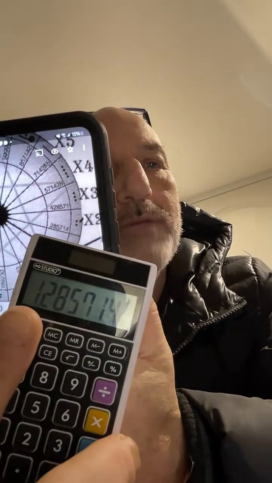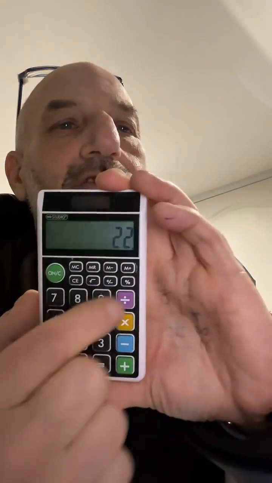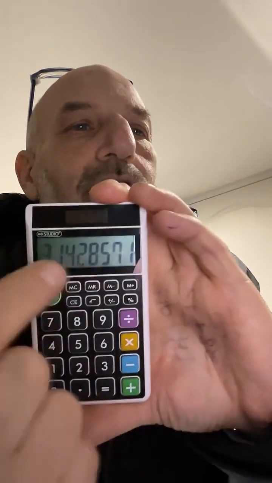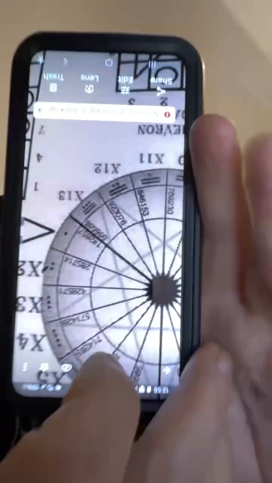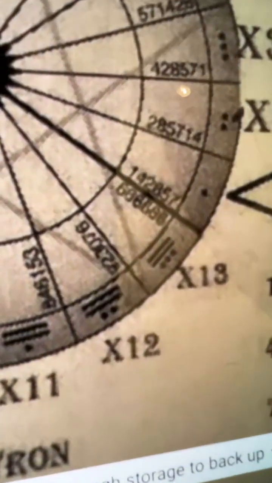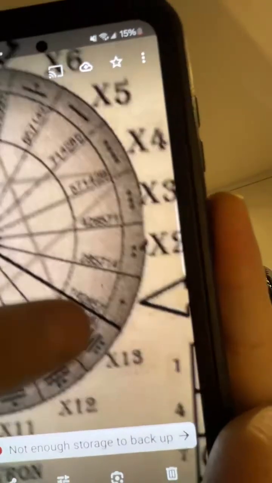And remember, I need a minimum of 3 here in order to begin. 1 meets 2 equals to 3. So the only time that works out is, check this out. The only time that can work out is when 22 divides by 7. That's the only time it works out. 142857. Right here. Right? And that's in the first realm.